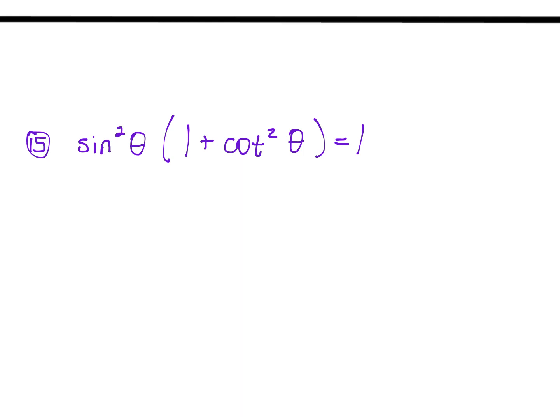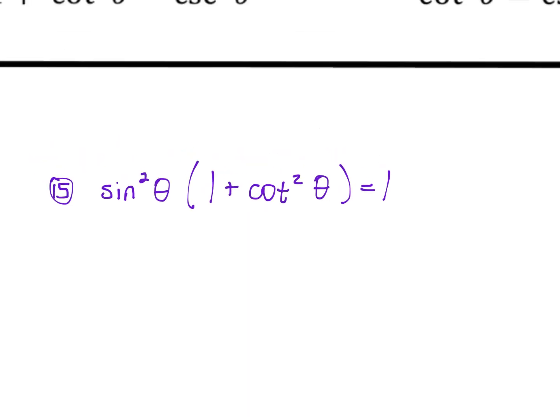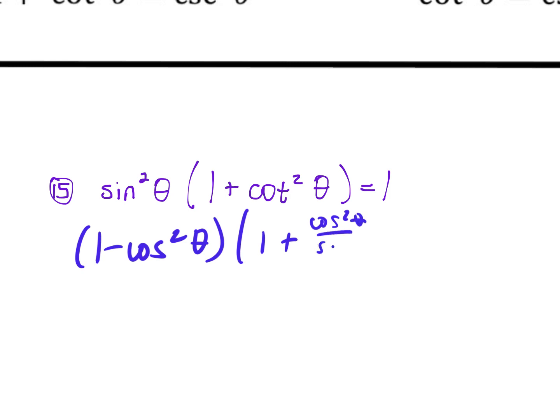Did you? No, she did not. I'm lying to you guys right now. Christine said, oh, I see sine squared. I'm going to go ahead and change it to 1 minus cosine squared. Is that true? Yeah. And then she said, okay, and then I have 1 plus, I'm going to change cotangent to cosine squared over sine squared. And then she went about converting, common denominator, all that stuff.